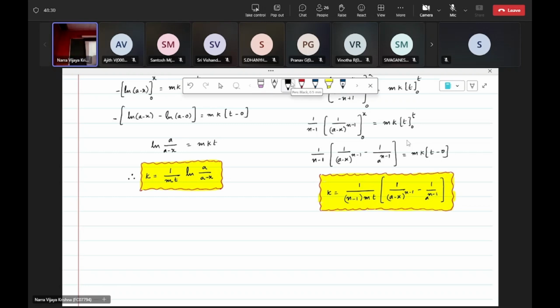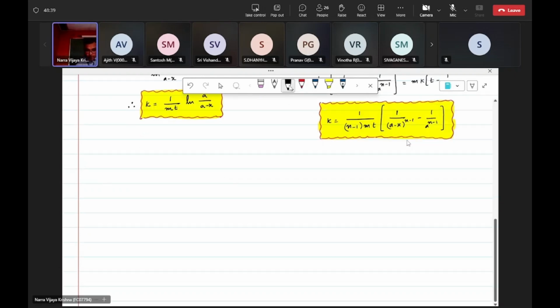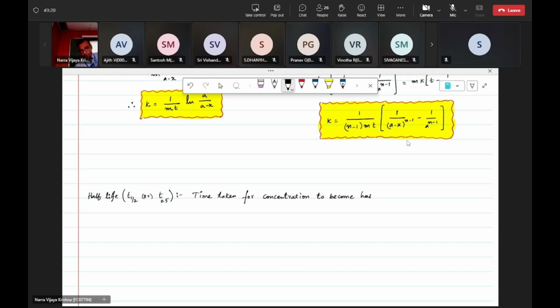Now, you know half-life. What do you mean by half-life? Symbolically, we write it as t half or t 0.5. It means the time taken for the concentration to become half of the initial amount. Whatever initial amount you have taken, in that time it becomes half. That is called t half or half-life.